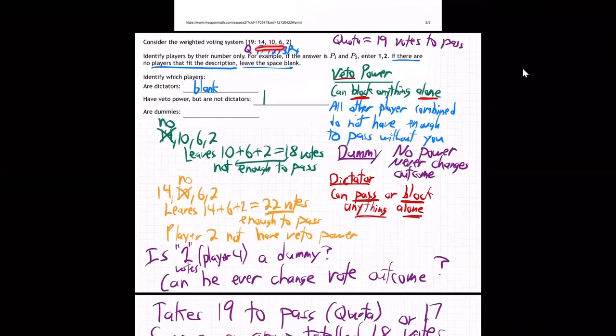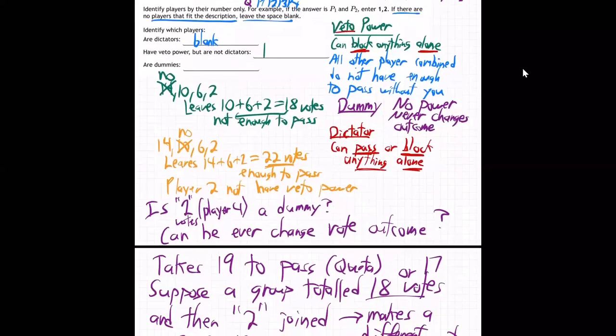Not with these numbers. 14, the other players other than 2, waiting to see if 2 will join them. The 14, the 10, and the 6, there's no way they can total 17 or 18. You see that? 10 and 6 make 16, and then if 2 joins them, that's 18. That's still not enough. You need 19. So 2's a dummy. My point is, well, actually, that's player 4, huh?